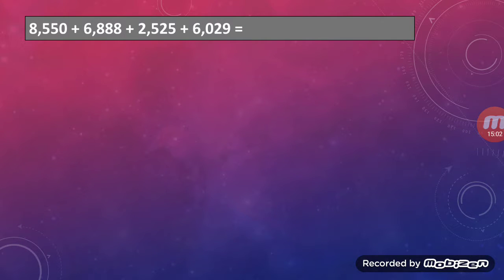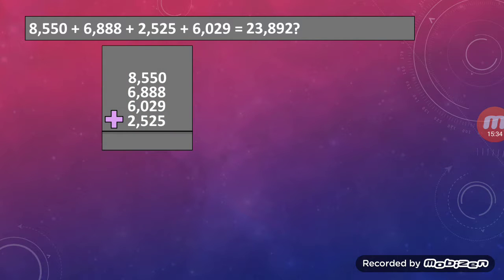Now, let's go on to our next counting out nines example. We have 8,550 plus 6,888 plus 2,525 plus 6,029. Now, if you were paying attention to the previous slide, we're going to use the counting out nines method the same as before. Now, the given answer is 23,892. Now, that may be the correct answer, or it may not be.